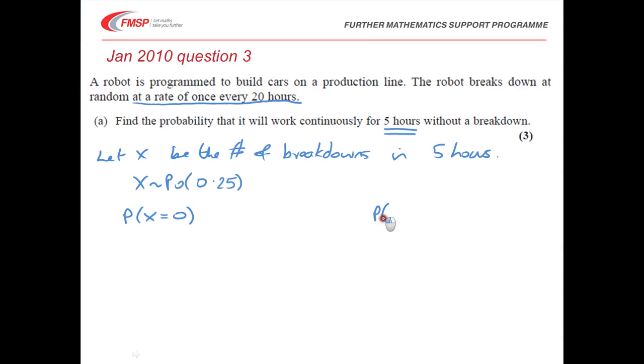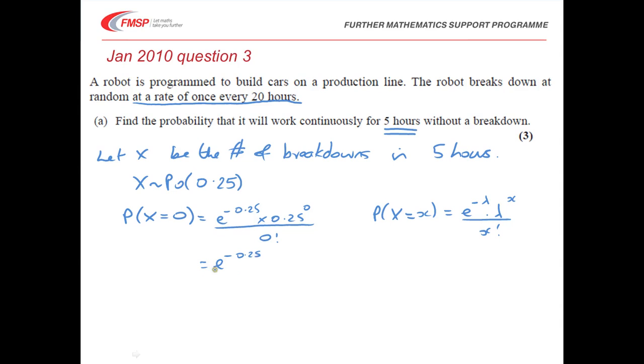And a reminder, the formula is the probability of x equaling a specific value is going to equal e to the minus lambda times by lambda to the power of x over x factorial. So in this particular case, we've got e to the minus 0.25 times by 0.25 to the power of 0, which is 1, divided by 0 factorial, which again is defined as being 1. So we're left with e to the minus 0.25.